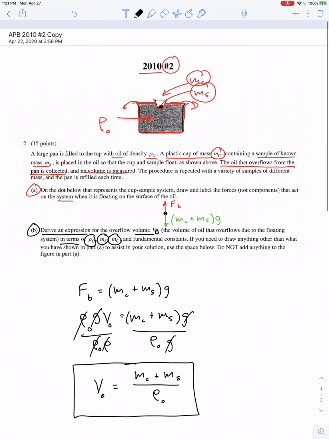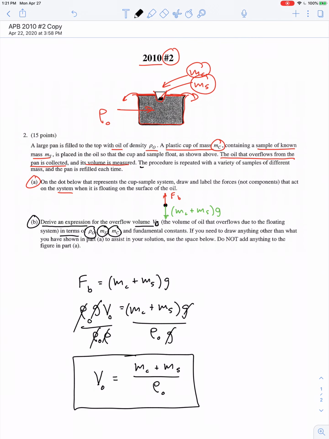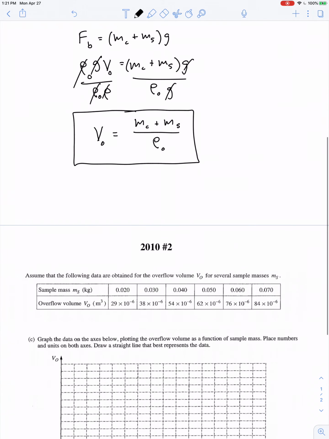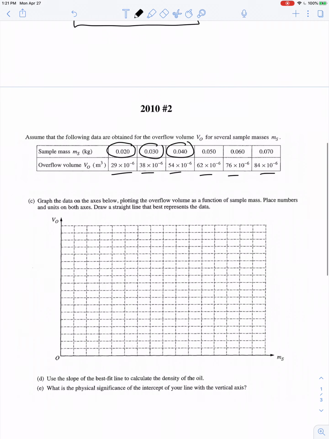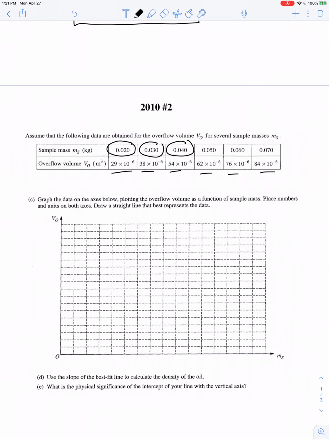So as they said in the beginning here, the procedure is repeated with a variety of samples. So the data from that is collected here as the mass of the sample goes up from 0.02 kilograms to 0.03 to 0.04 and so on. The volume of overflow is recorded. So it's up to us to plot these values. So let's see, we've got to get up to a max value of 0.07. We've got 1, 2, 3, 4, 5, 6, 7, 8, 9, 10, 11, 12, 13, 14. Okay, so let's do this. Let's let every 2 lines be worth 0.01.